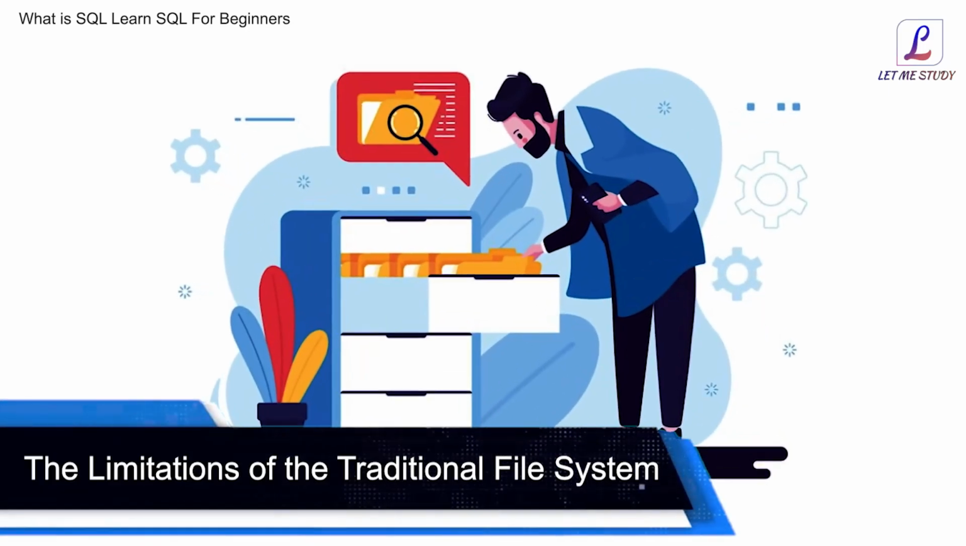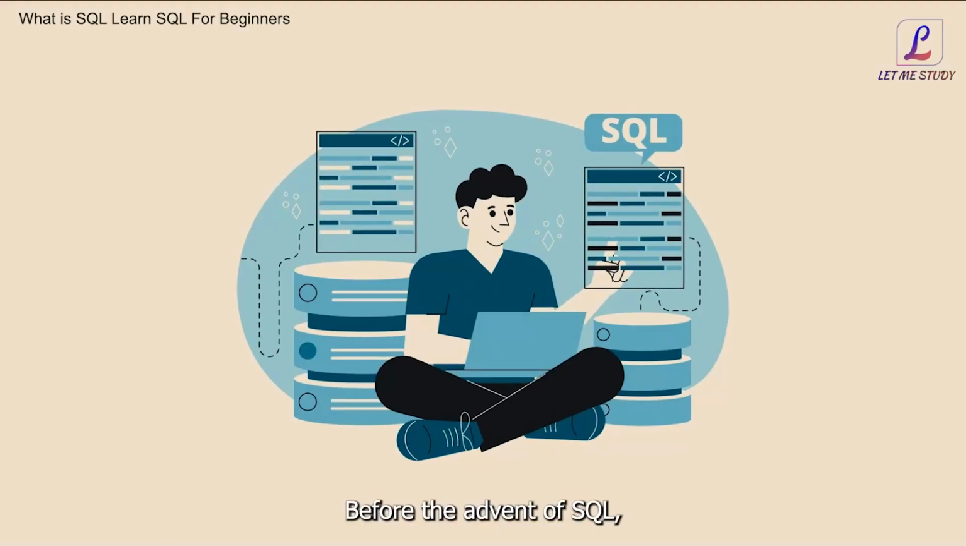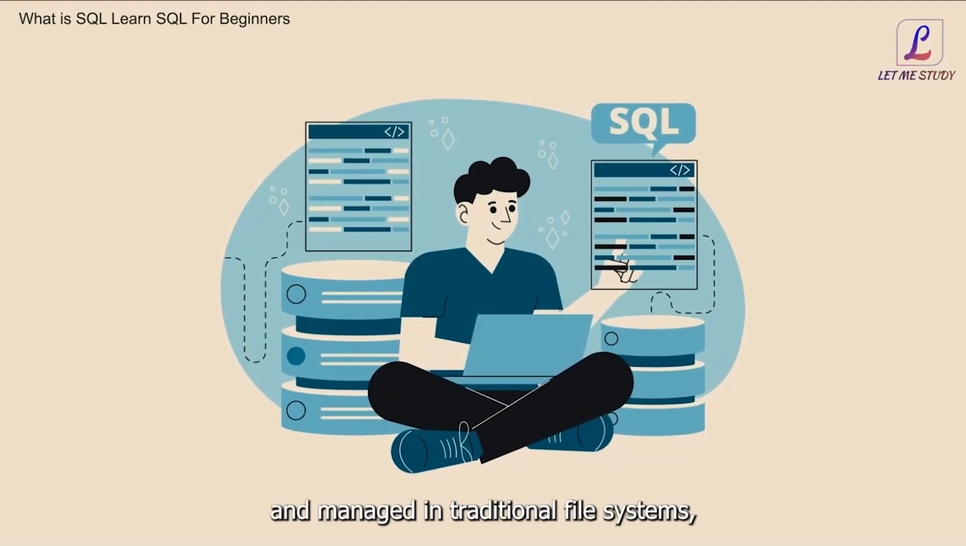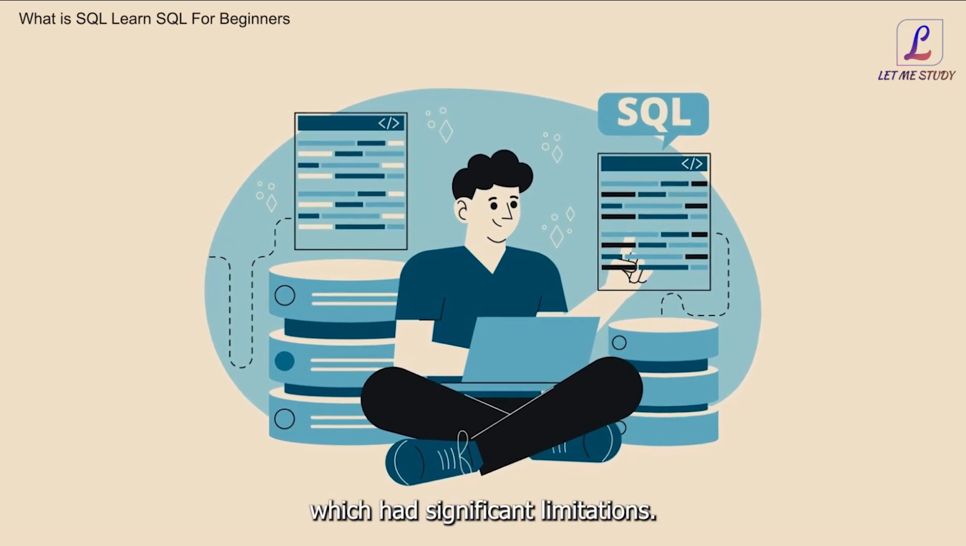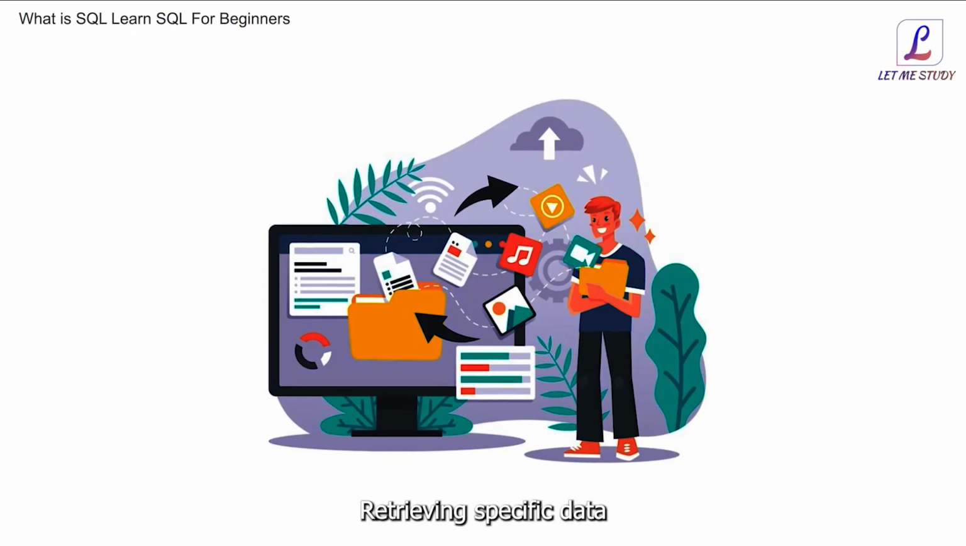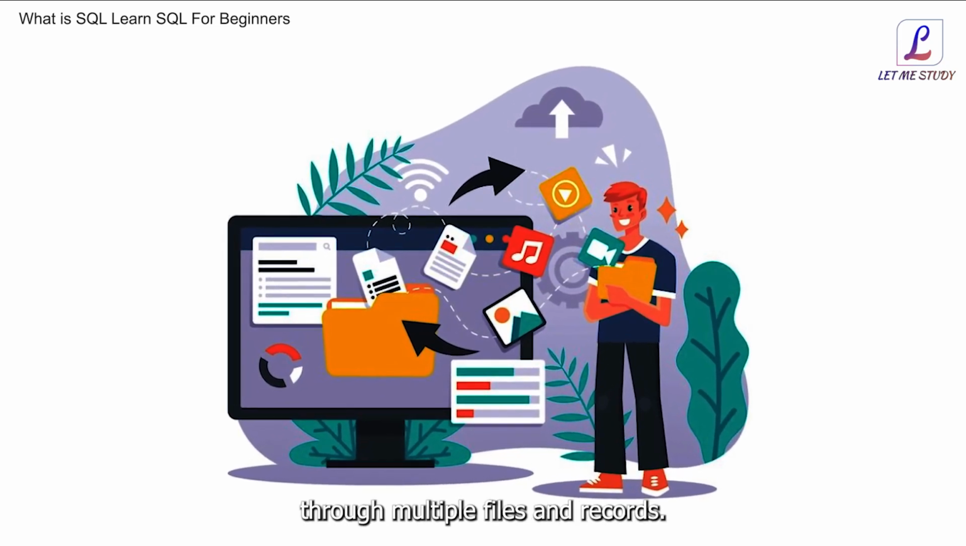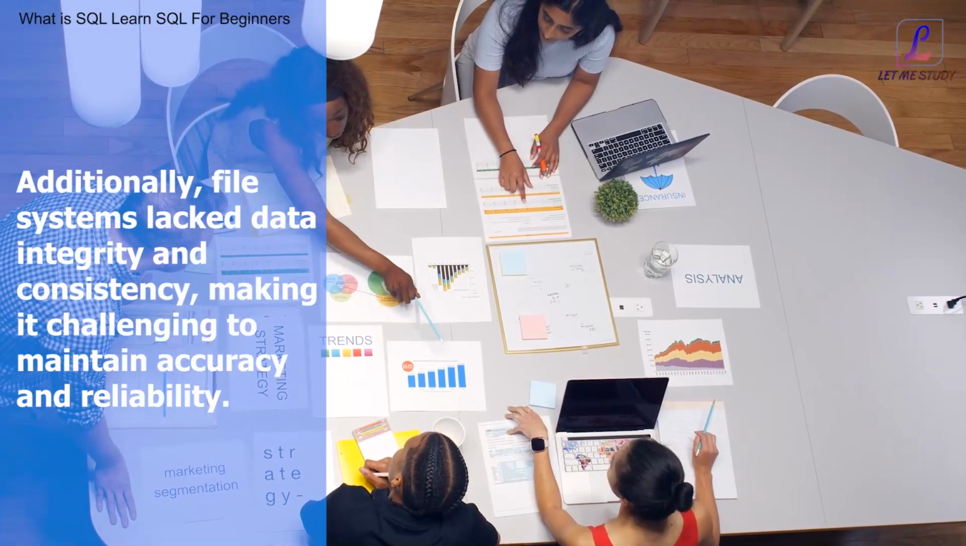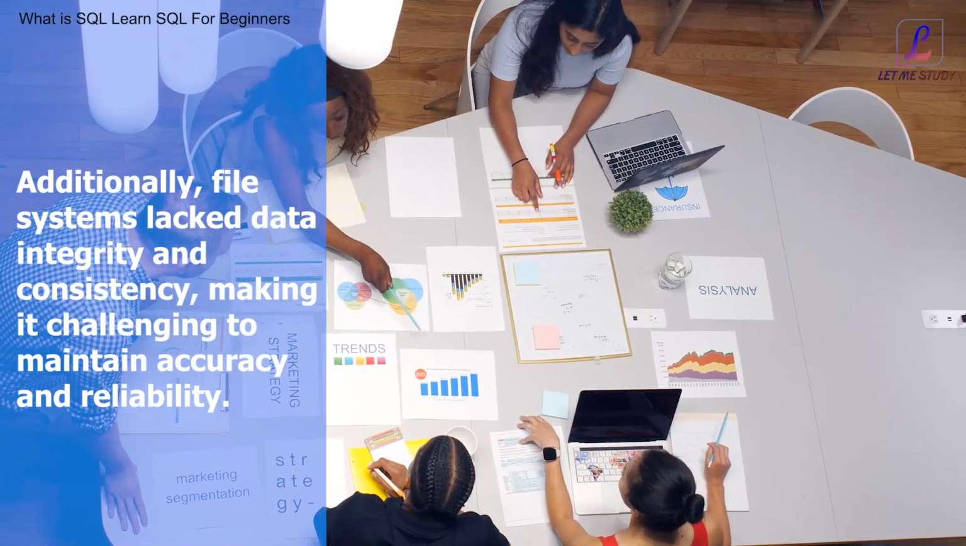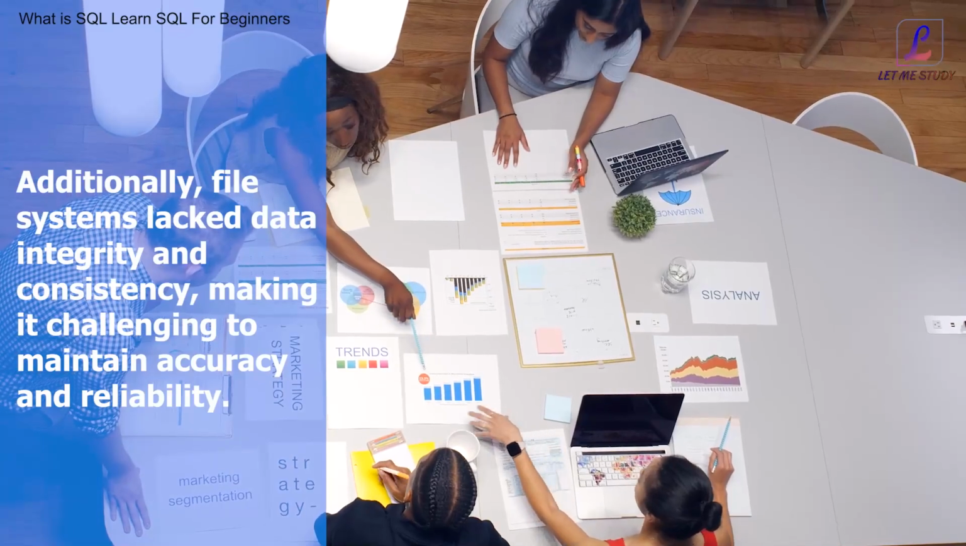The limitations of the traditional file system. Before the advent of SQL, data was stored and managed in traditional file systems, which had significant limitations. Retrieving specific data was a cumbersome task, as it required traversing through multiple files and records. Additionally, file systems lacked data integrity and consistency, making it challenging to maintain accuracy and reliability.